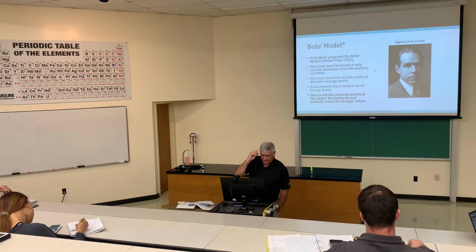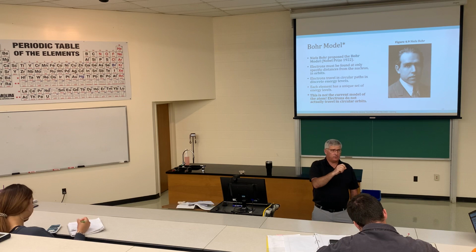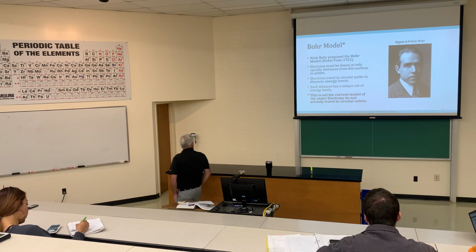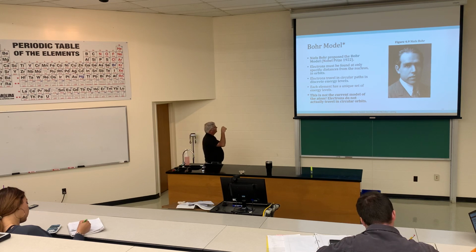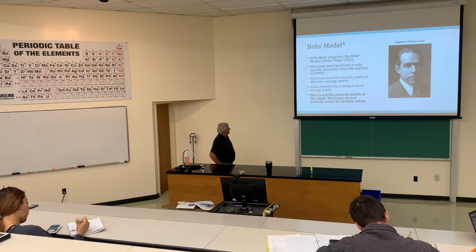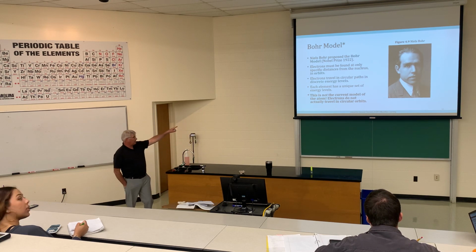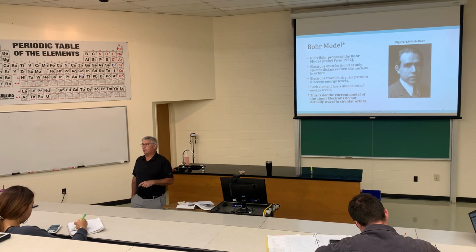Well, we can actually use instrumentation to look at that, or even use a prism or a diffraction grating to split the light up into individual wavelengths. And so this is a photo of Niels Bohr, and he won the Nobel Prize in 1922. Electrons must be found at only specific distances from the nucleus in orbits, and electrons travel in circular paths in discrete energy levels, and each element has a unique set of energy levels. Now, he is correct in a couple things here, okay? Number one, it is absolutely true that each element has a unique set of energy levels. That is very true and very specific.